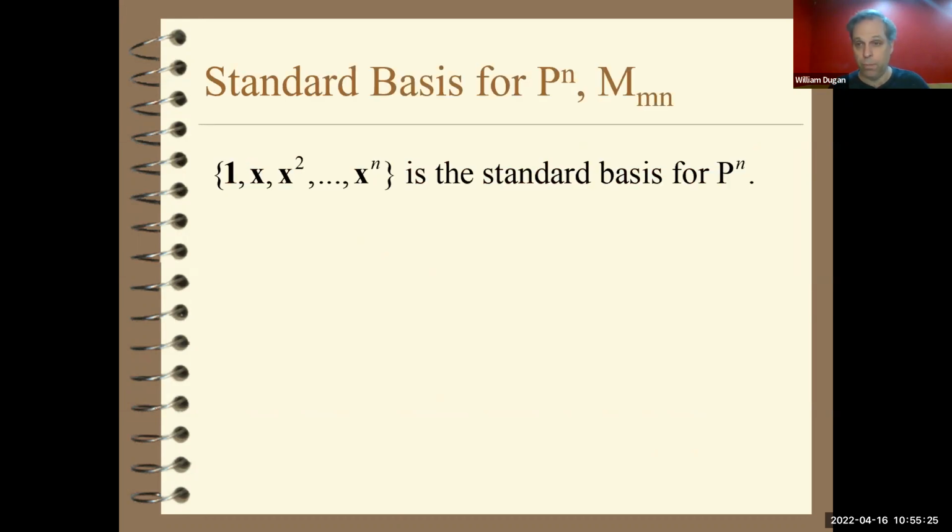Just as a review, the various vector spaces have standard bases that we refer to. We often call them the basis E, if we need to say such a thing. The standard basis for the set of all polynomials of degree n or less is the set 1, x, x squared, up to x to the n. It's obvious they're independent. I showed that before, and it's obvious it spans the space. I showed that before. So then this is definitely a basis for Pn.